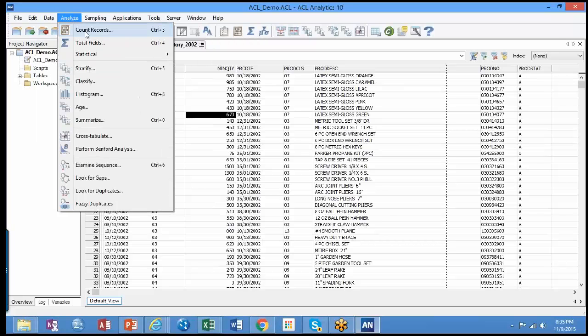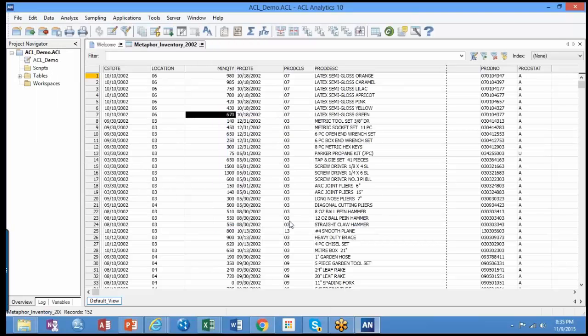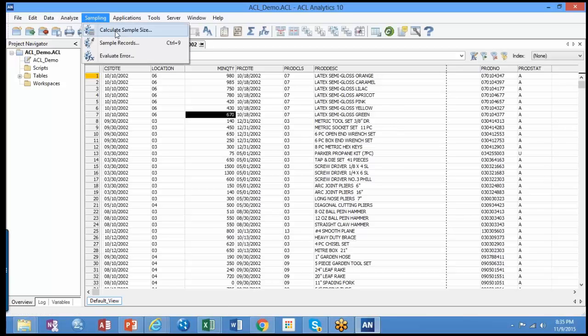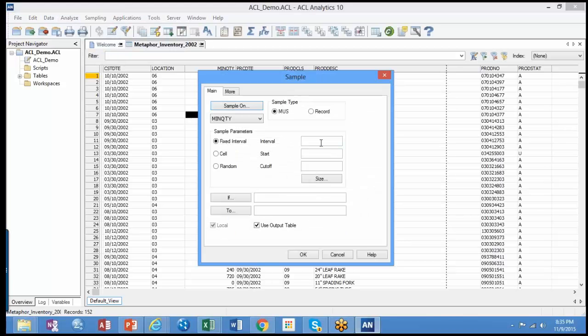Analyze, we're going to count records, and we have 152 records. Okay, so 152 records. So what we want to do is pick a sample. So let's say we want to pick a sample of 25 items. I don't know why we're going to pick 25 items, but we're going to pick 25 items. So we're going to sample the records.